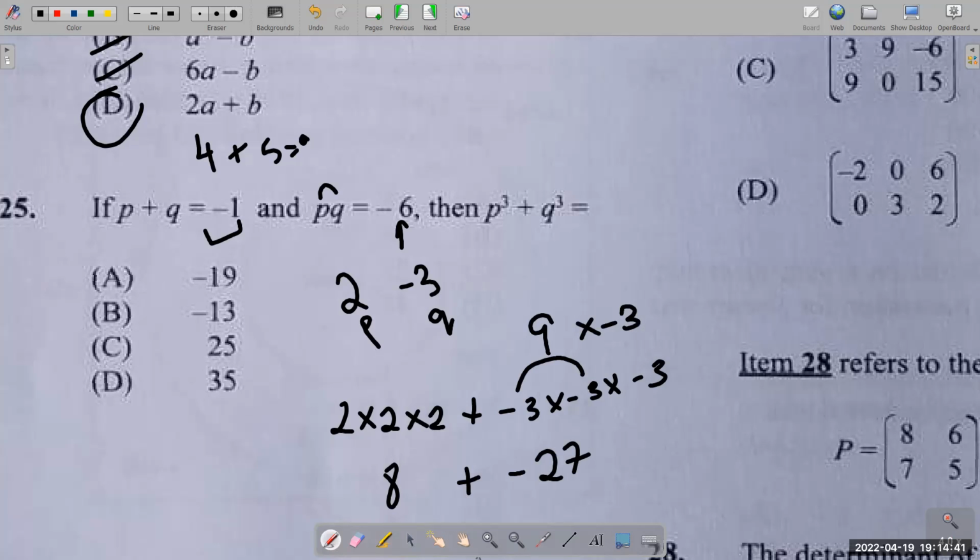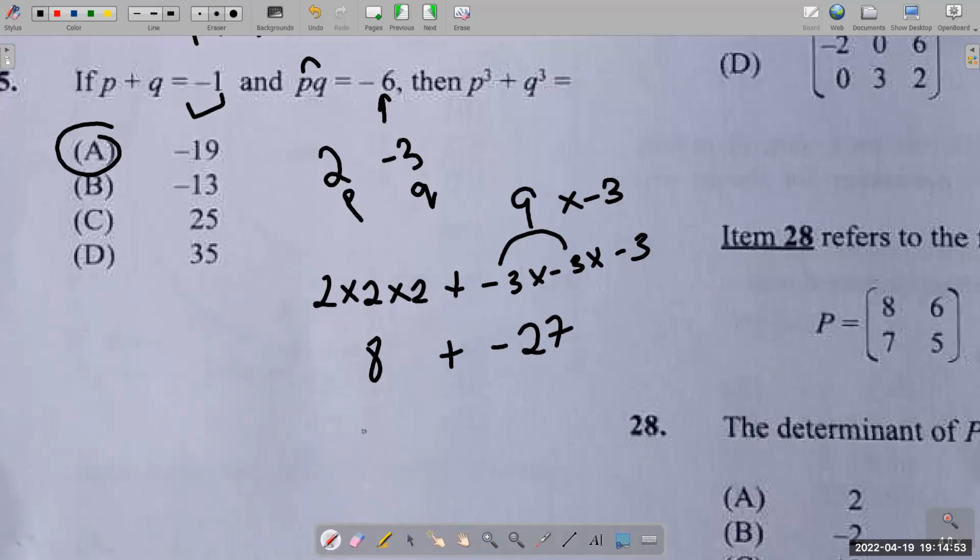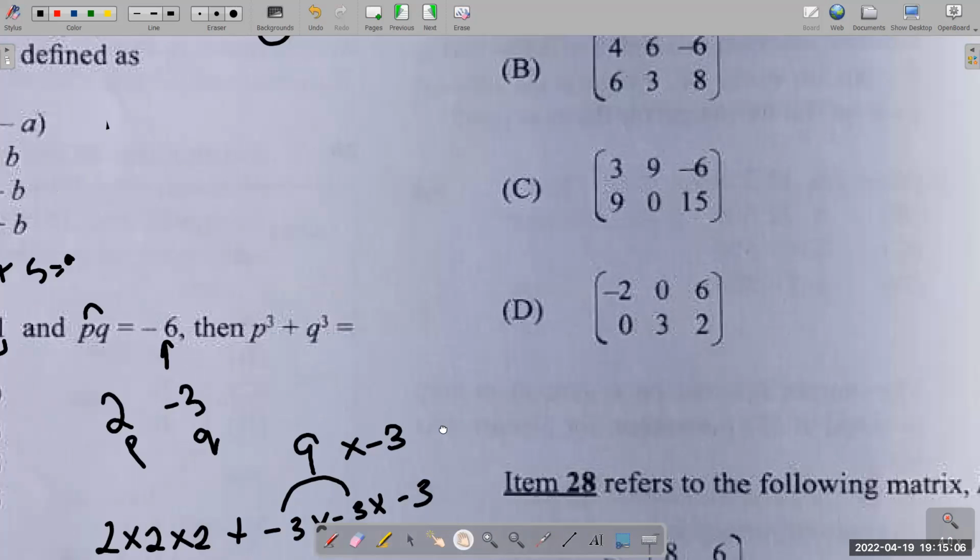So we know what we're going to end up with. We're going to end up with A. How do you get 35, babes? Remember what's going to happen here. Don't forget the integer rules. A plus and a negative is going to turn into a negative. So 8 minus 27, your answer must be a negative number. Okay? All right, so let's keep it moving.